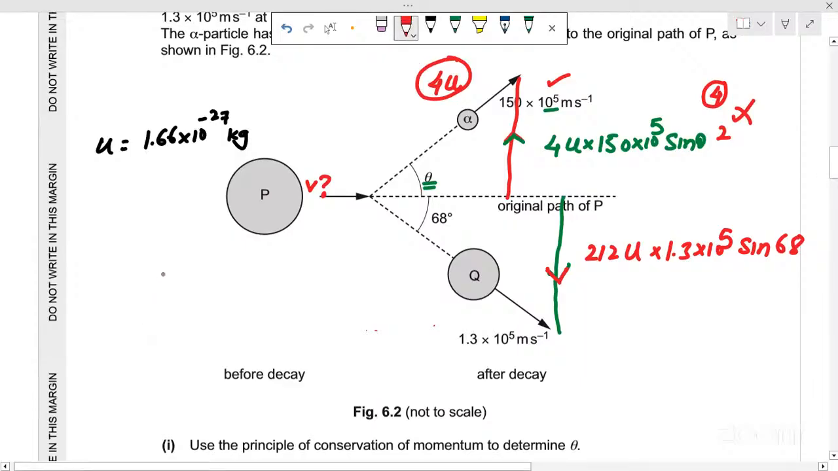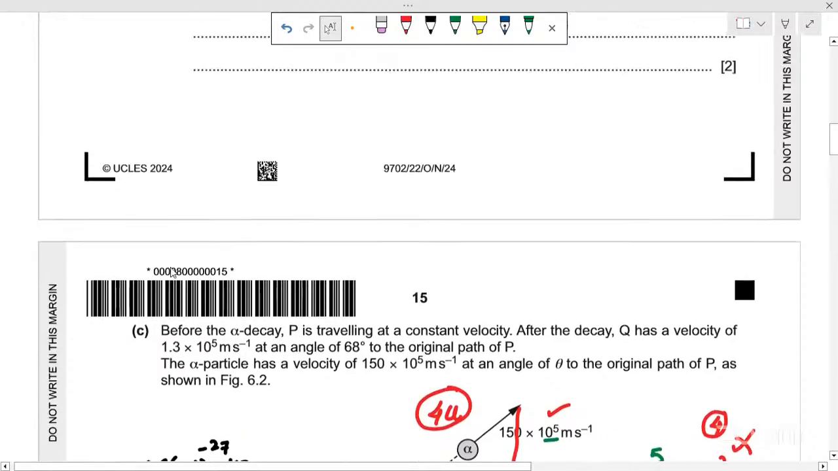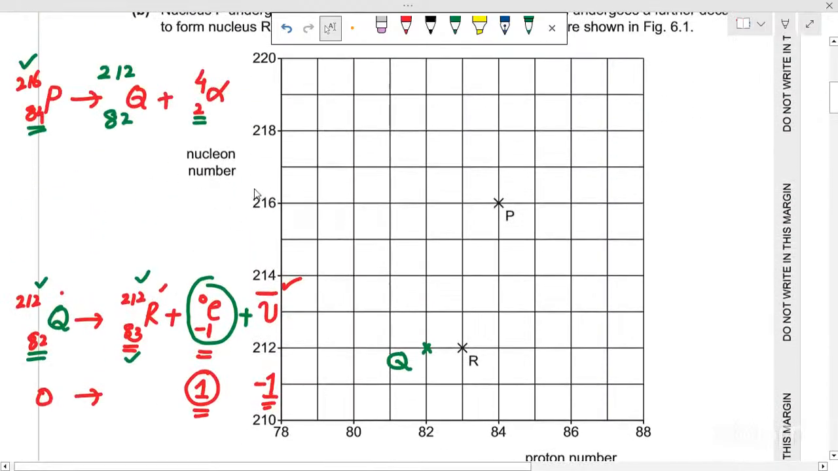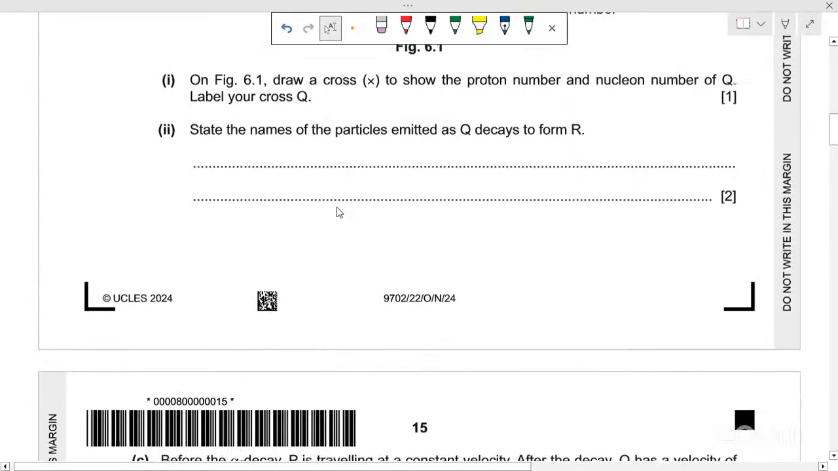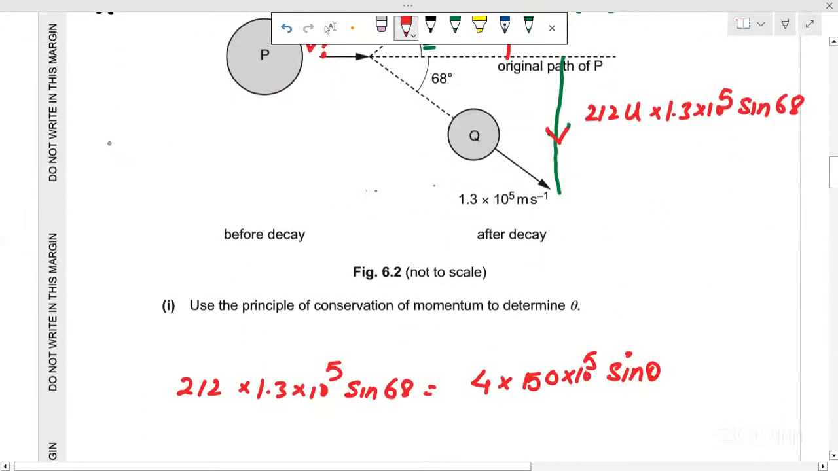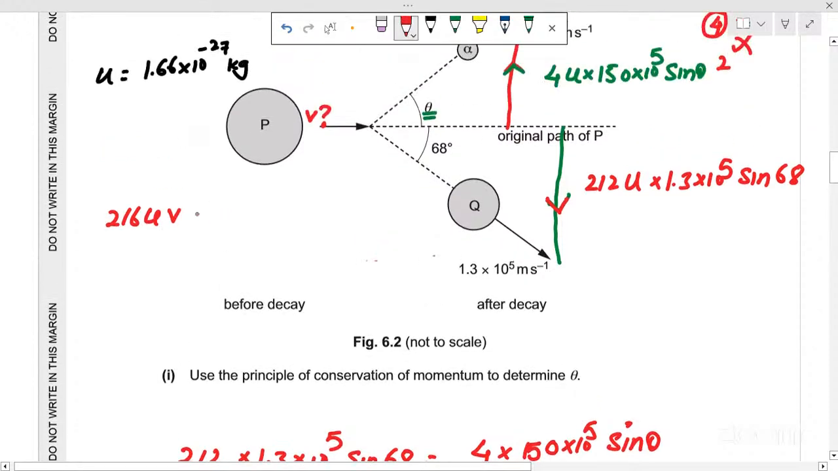So I will be using conservation of momentum along x-axis, and the mass of P would be 216 times atomic mass unit, 216 times u. This is mass times its velocity. This is momentum along x-axis. I should revise the concept. The conservation of momentum in any direction should be, the momentum in any direction should be conserved. So momentum along x-axis should also be conserved, and now we are using the x component of momentum.